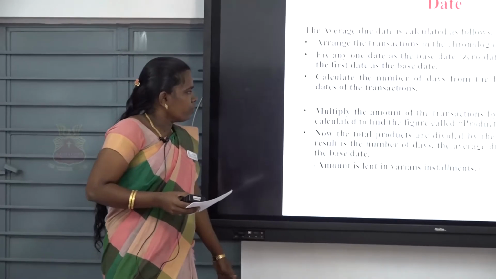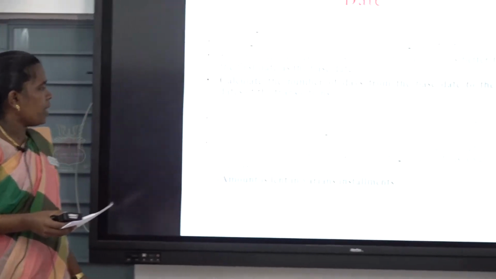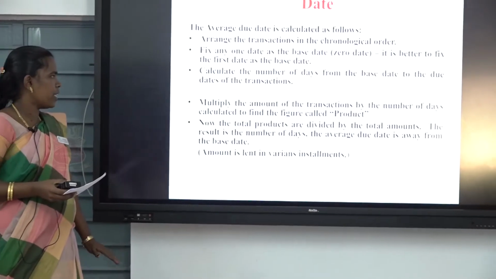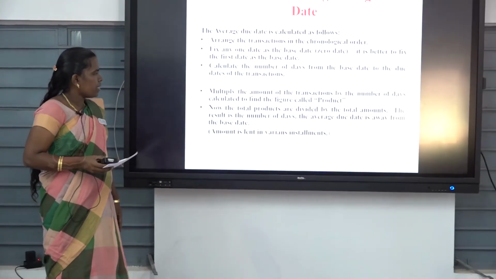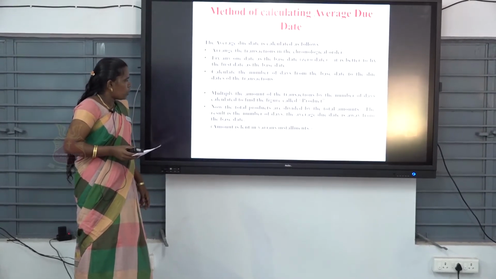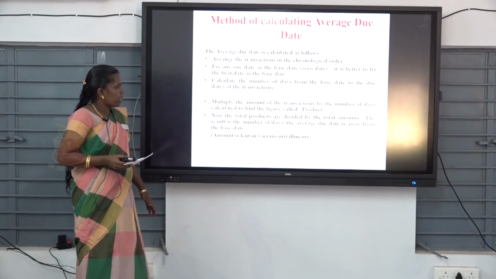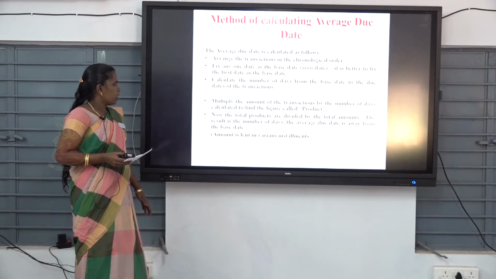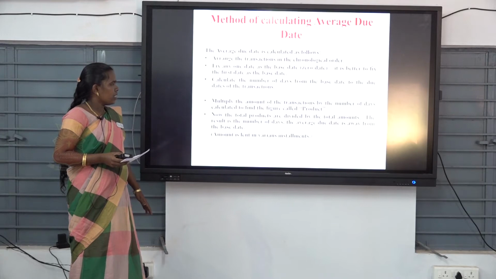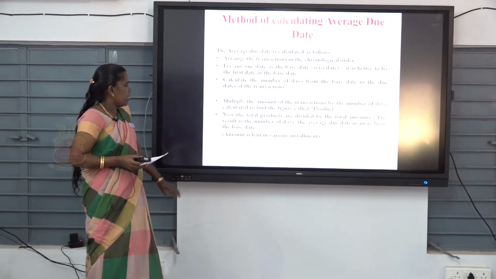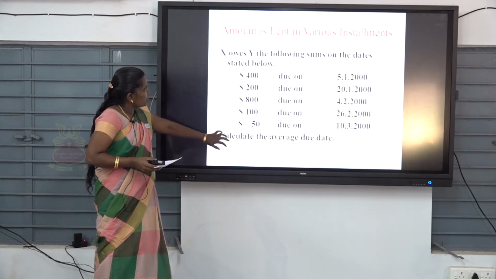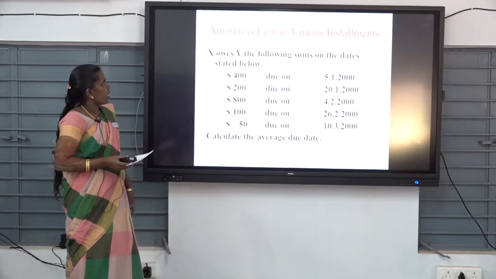Next, multiply the amount of the transaction by the number of days calculated to find the figure called product. Next, the total product is divided by the total amount. The result is the number of days the average due date is away from the base date. Next, average due date is calculated through a problem.